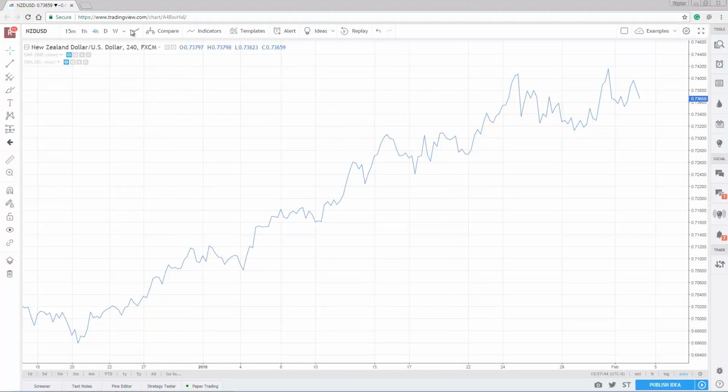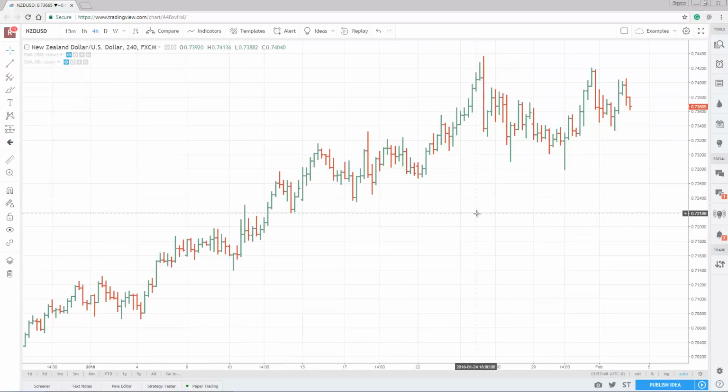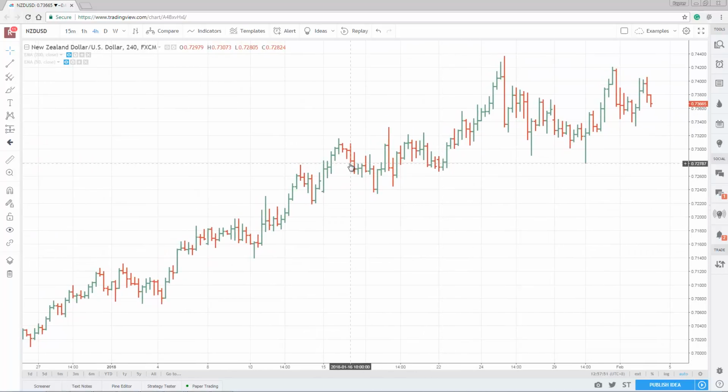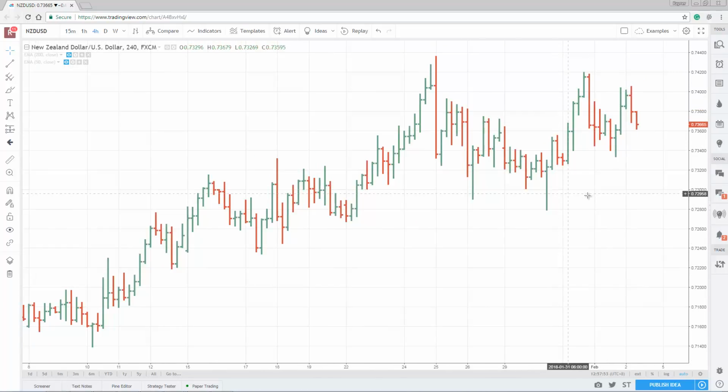So moving on, the next one to talk about is actually the bar chart, which we have mentioned. You can see the bar chart. Let me share with you how to read the bar chart. As you can see over here, let's look at one example. This one over here, let's talk about this candle.